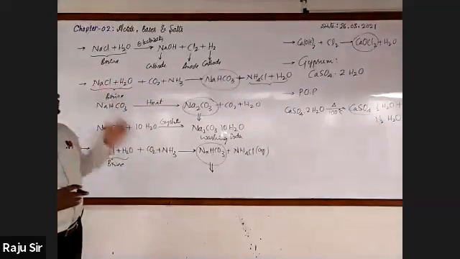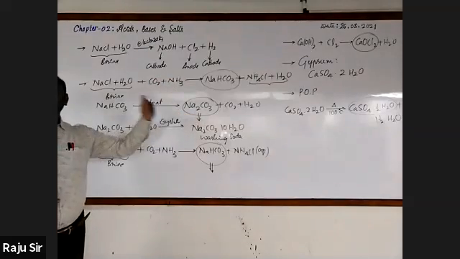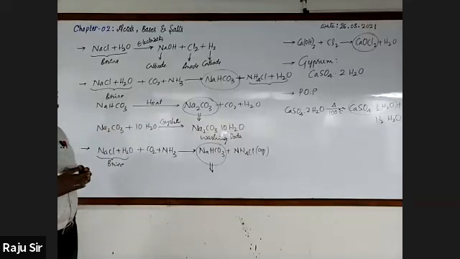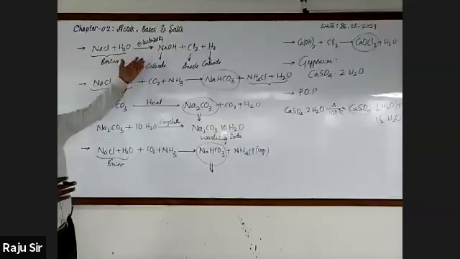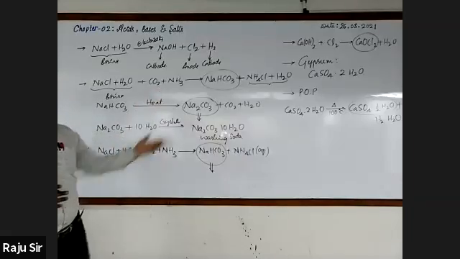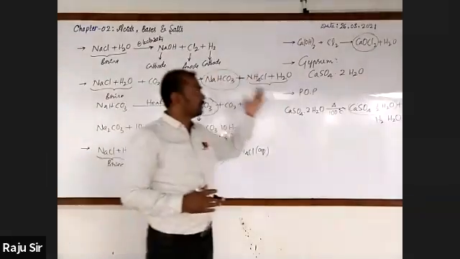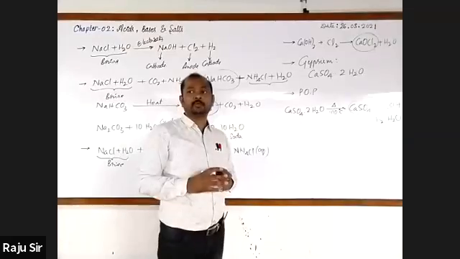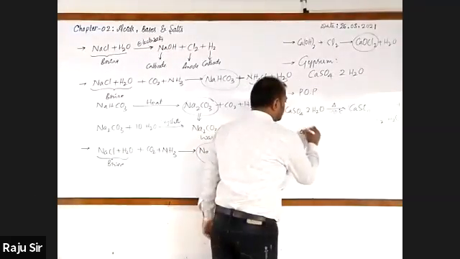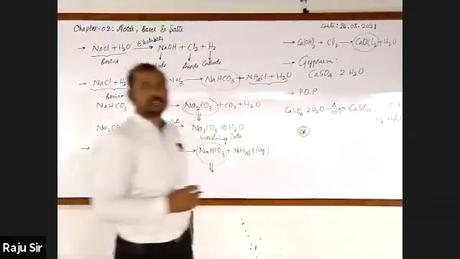Only for the sake of comparison, so that we can understand easily. Once I start all the preparations: sodium hydroxide, then sodium carbonate, sodium bicarbonate, bleaching powder, and POP. Then what is the one more piece of information which we had already discussed in yesterday's class?